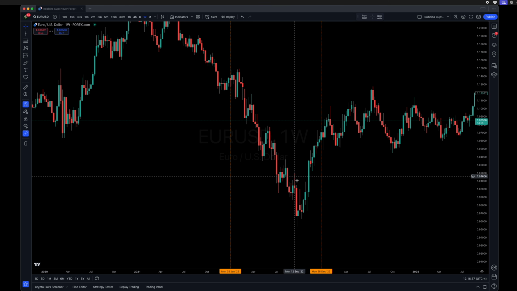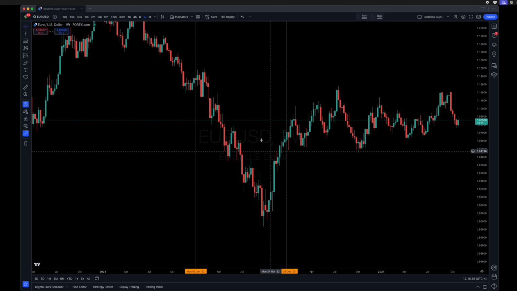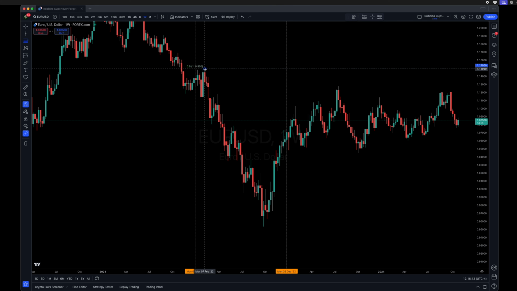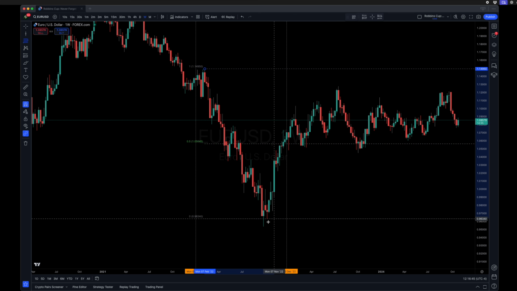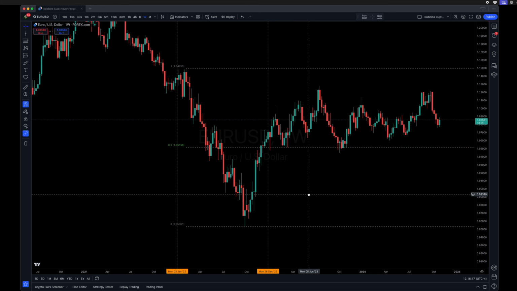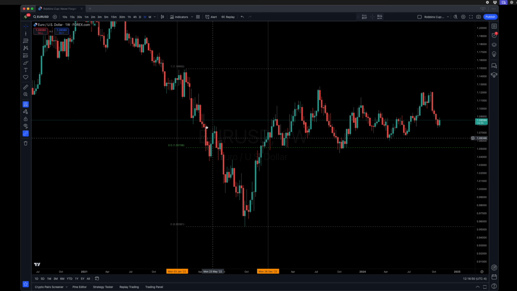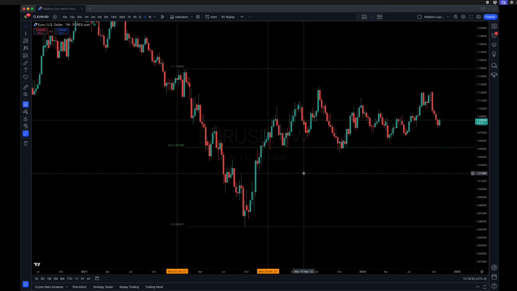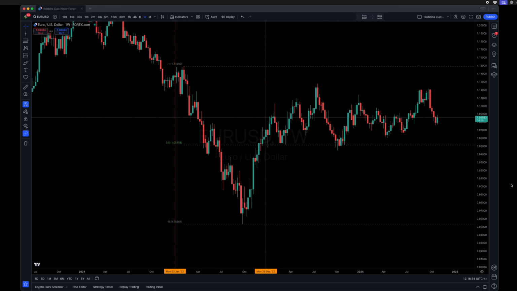This is the correct dealing range that price is operating in. This is the high of 2022. This is the low of 2022. Once you understand that we are operating within this dealing range, price makes a lot of sense.